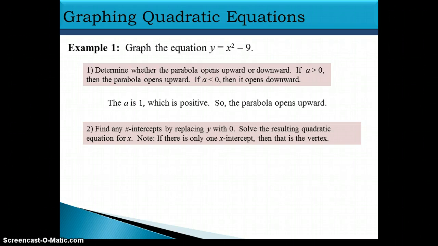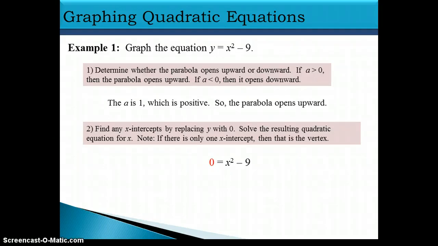Find any x-intercepts by replacing y with 0, and then we solve that resulting quadratic equation for x. So we replace the y with 0, and that gives us this quadratic equation, 0 equals x squared minus 9.